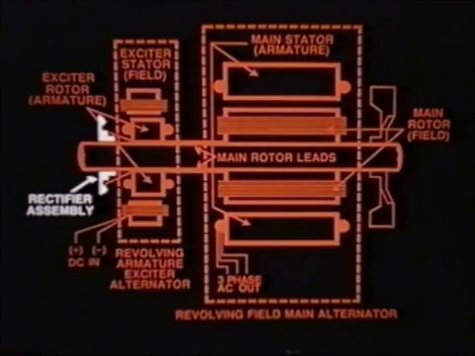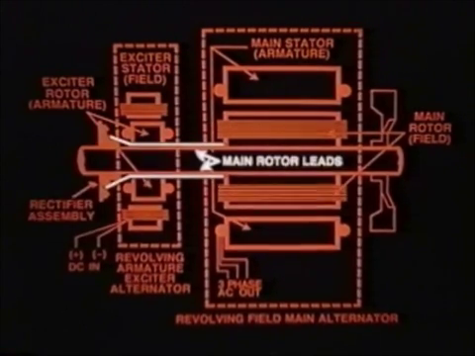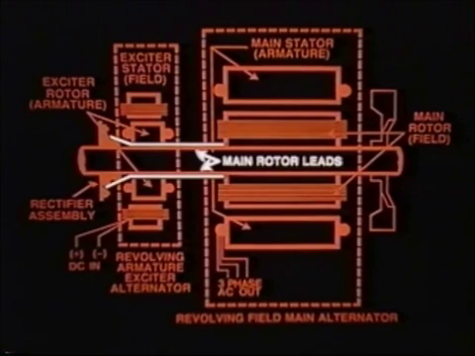The AC output of the revolving armature of a brushless exciter is rectified by means of a rotating rectifier assembly mounted on the shaft. This DC excitation is fed directly to the main field windings by means of the two main rotor leads, thus eliminating the need for brushes and slip rings.